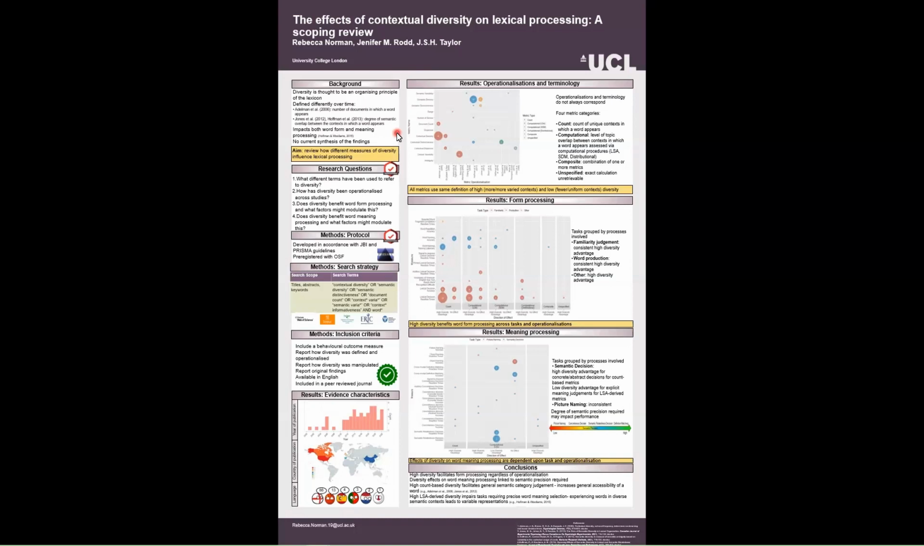Diversity, a measure of the variability of context in which a word occurs, has been shown to impact both word form and meaning processing. However, there is currently no synthesis of studies investigating this. We conducted a scoping review to comprehensively map how different measures of diversity influence lexical processing. We set out to answer these 4 pre-registered research questions, and this shows our search strategy.